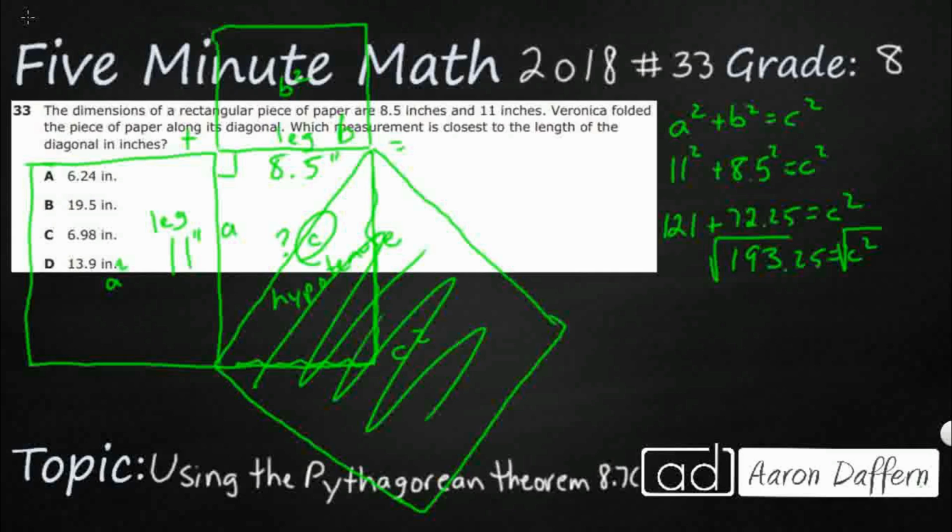So let me see what happens when I plug that into my calculator. The square root of 193.25 is going to give me just the side length of c. That's going to be 13.90143877, and it goes on too long. But the closest one is the answer here of D.